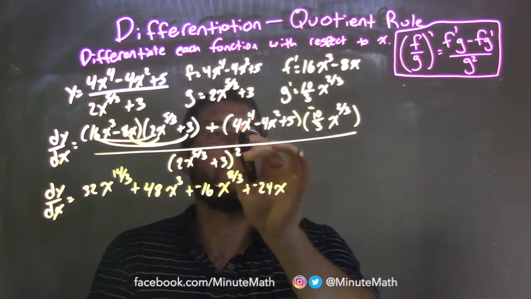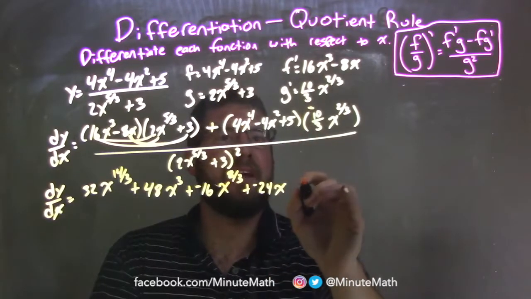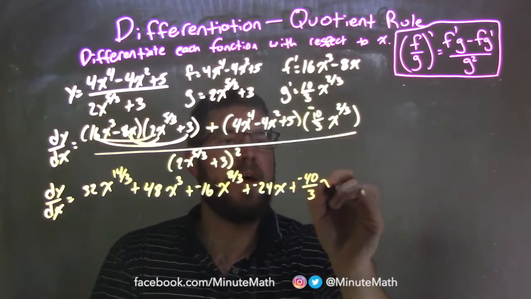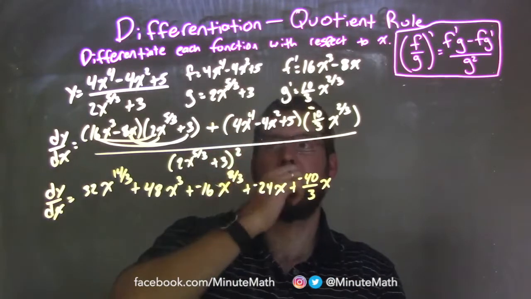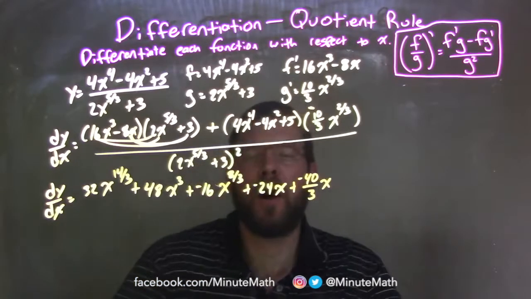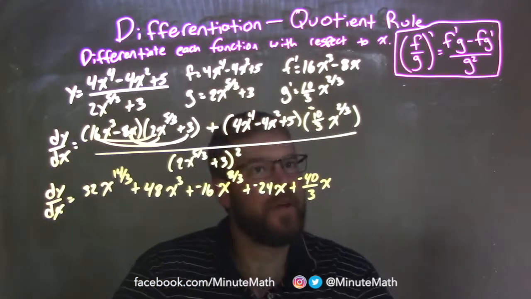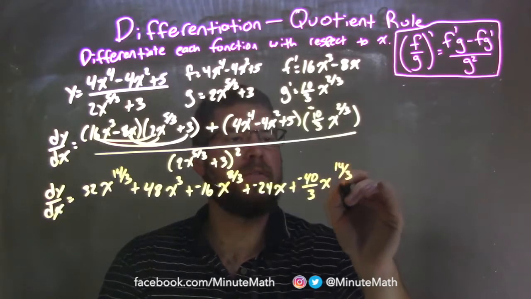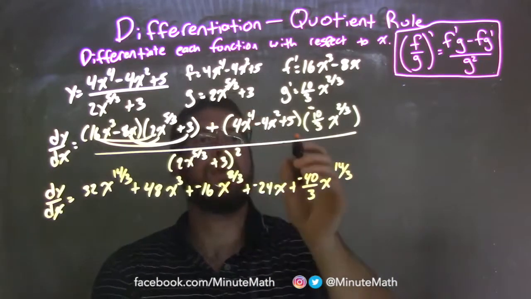Okay, 4 times 10 is 40, and since we have a negative on top, we have a negative 40 over 3 x to the... then we add the exponents, right? So 4 is the same thing as 12/3, so we have 14/3 here, 14/3, as our exponent power.